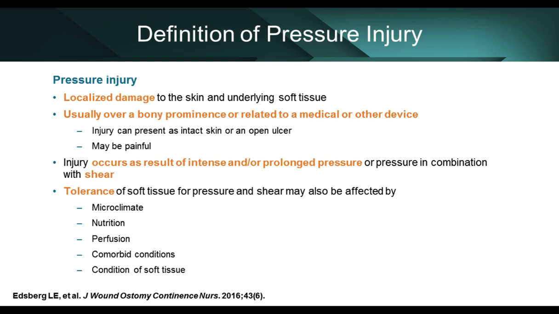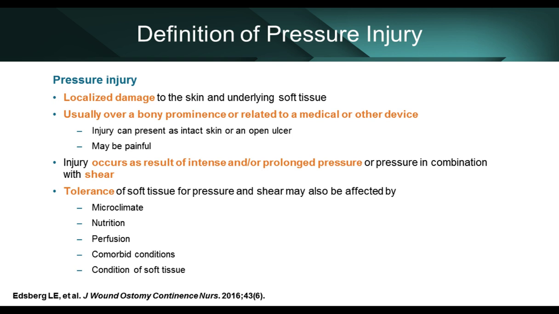The tolerance of soft tissue to pressure and shear may also be affected by microclimate, nutrition, perfusion, comorbid conditions, and condition of soft tissue. This definition is important as you are identifying and completing your physical assessment, and I use this definition as a checklist. So think of it before you even start classifying the depth of the injury. Think of the definition as a checklist.